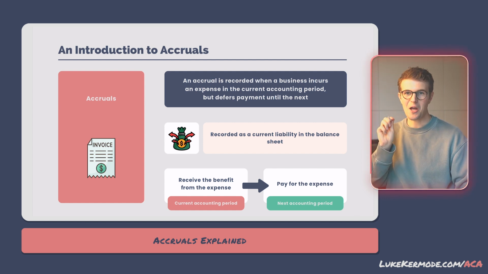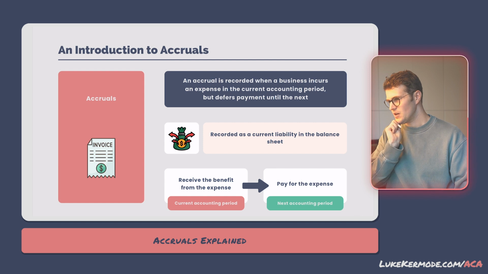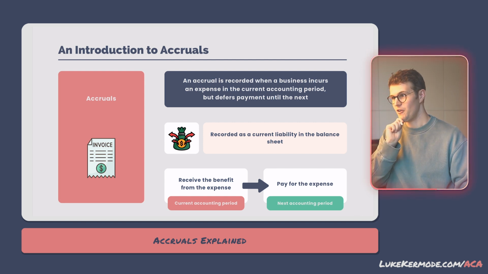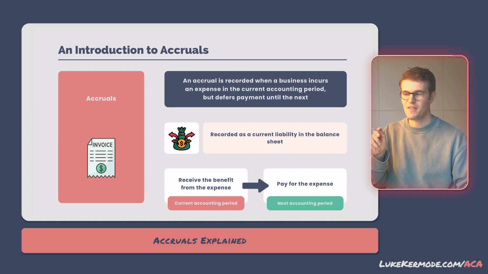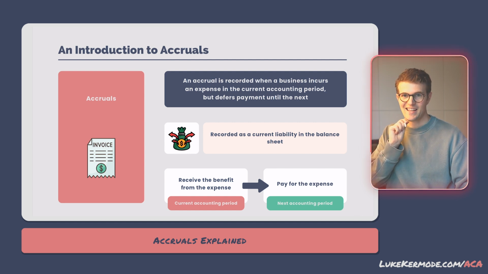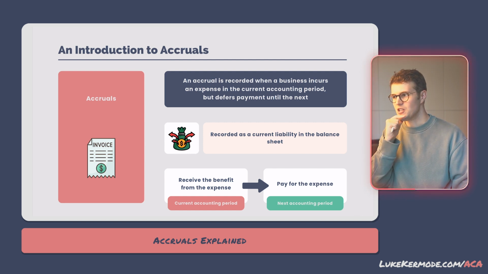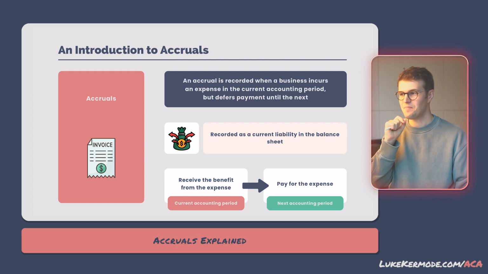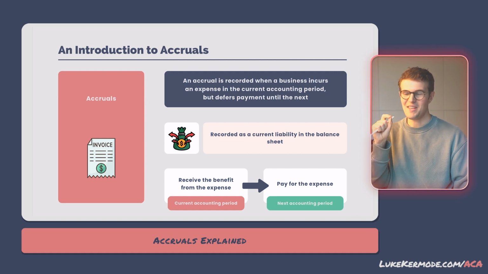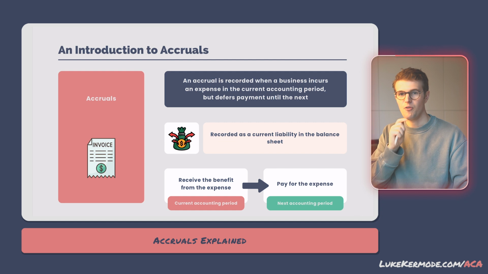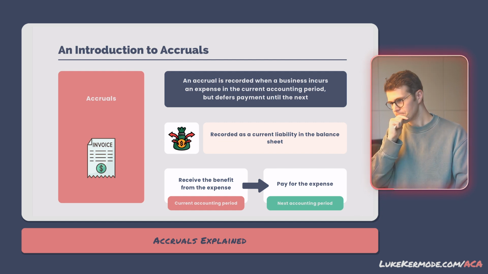An accrual is a current liability recognised when a business receives the benefit from an expense in the current accounting period, but won't pay for that expense until the next accounting period. So it's essentially the opposite of a prepayment. With a prepayment, the business pays in advance for something it's going to benefit from later, but with an accrual, the benefit from the expense is received by the business first, and it's paid for later down the line.